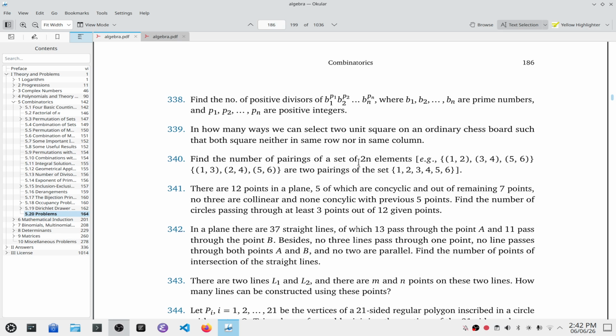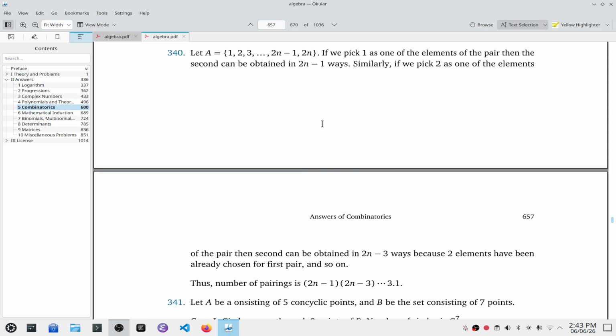Find the number of pairings of the set of 2n elements, or 2 pairings of the set 1, 2, 3, 4, 5, 6: 1, 2, 3, 4, 5, 6 or 1, 3, 2, 4, 5, 6. Okay, we have to find the number of pairings. We don't have to find the subsets. Okay, so in that case, the answer is correct. The answer is correct here.